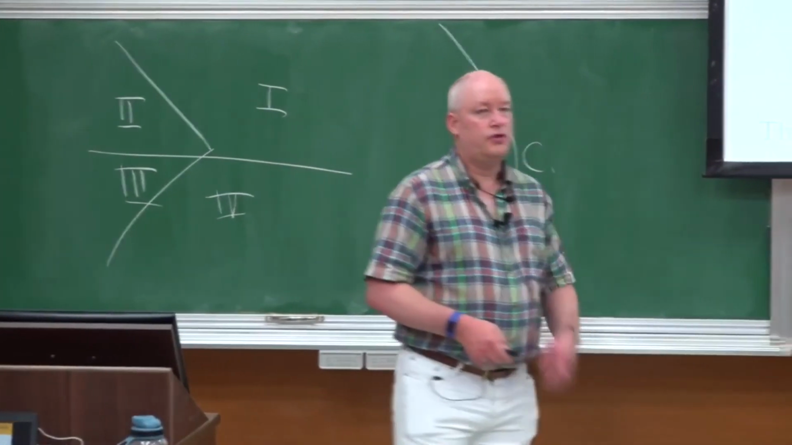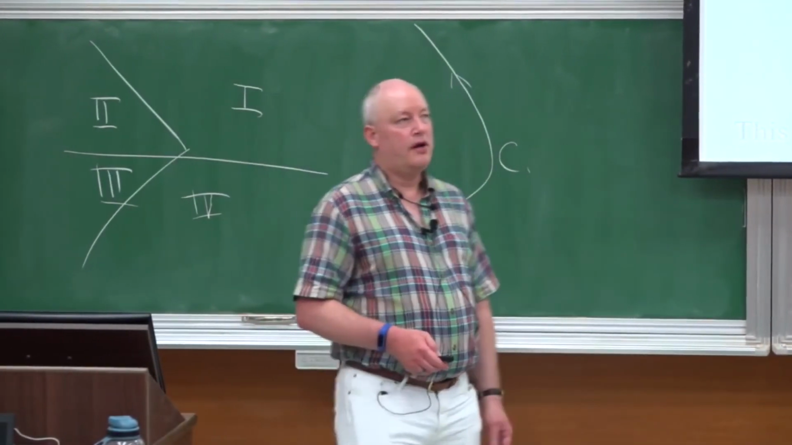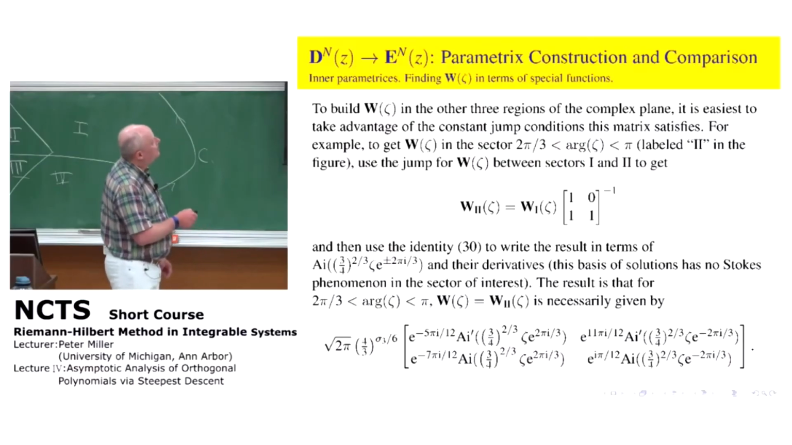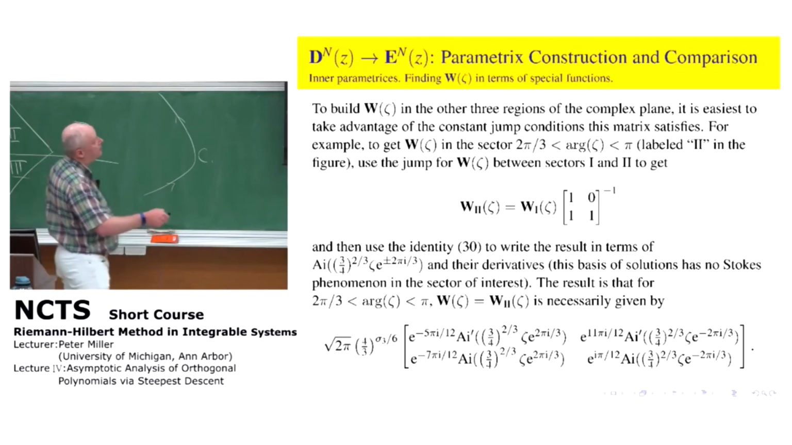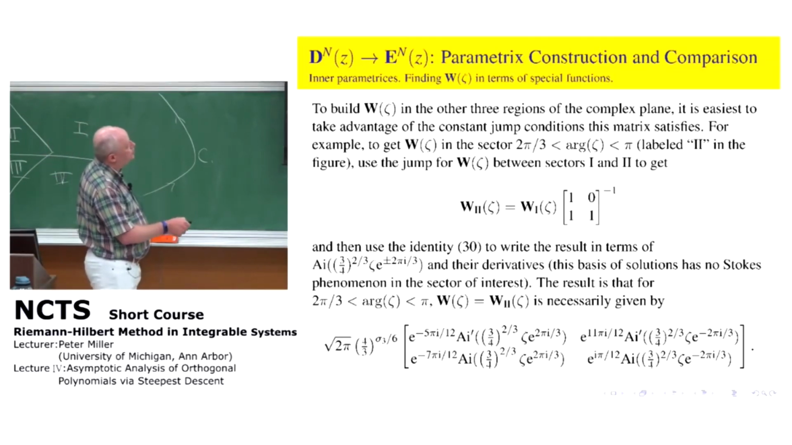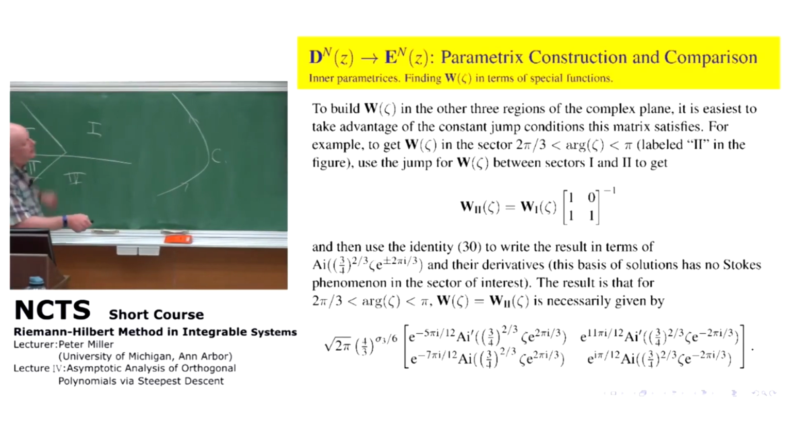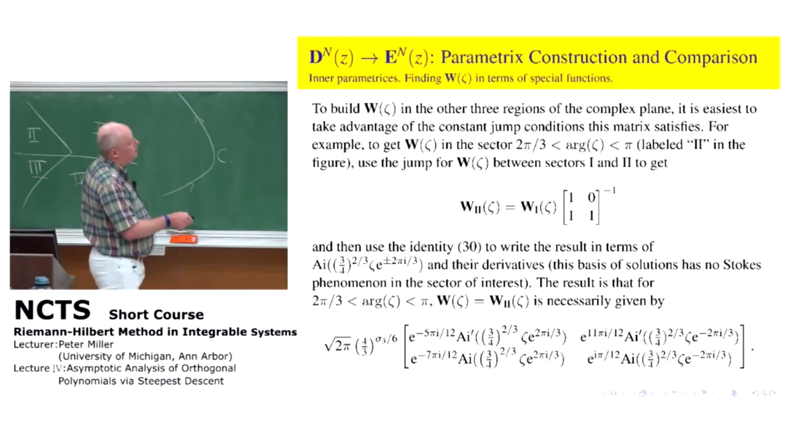Now, you might think we have to do this now for sectors 2, 3, and 4, and you can, but we could also take advantage of something else. It's easiest, I think, just to take advantage of the constant jump conditions that the matrix W is supposed to satisfy across each of these jump contours. So for instance, if we want to get into sector 2, in this diagram, then we should relate W2 to W1 using the jump across this segment here, and that's just this constant matrix here. So we just take the W1, we do the multiplication, and we get something involving combinations of Airy functions.